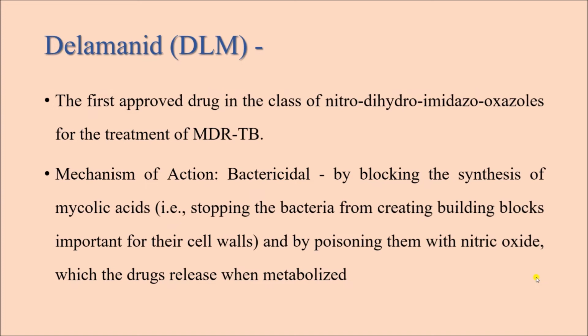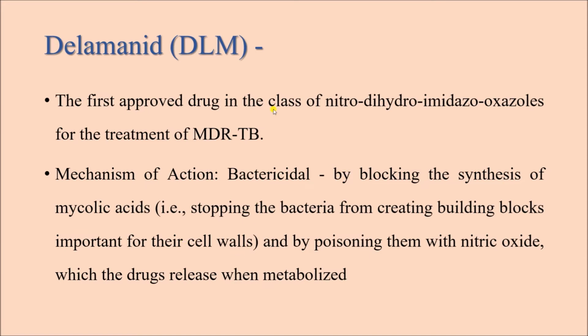The second drug is Delamanid. That is the first approved drug belonging to the class nitro-dihydroimidazole oxazole for the treatment of multidrug resistant tuberculosis. What is the mechanism of action? It is also another bactericidal drug. It acts by blocking the synthesis of mycolic acid, which is the building block for the cell wall of the bacteria. So if the drug blocks the synthesis of mycolic acid, that means the cell wall of the bacteria will be defective.